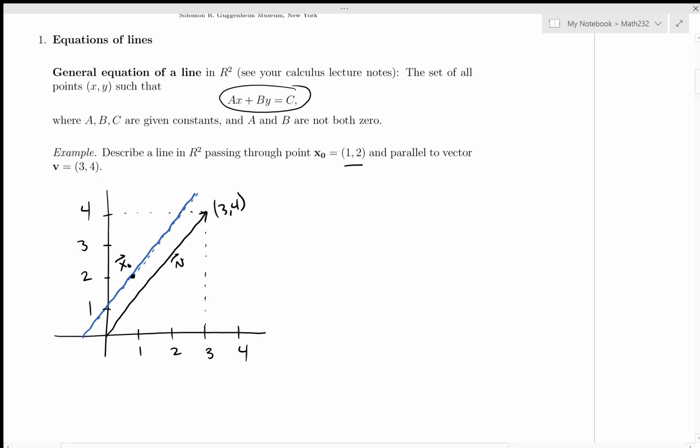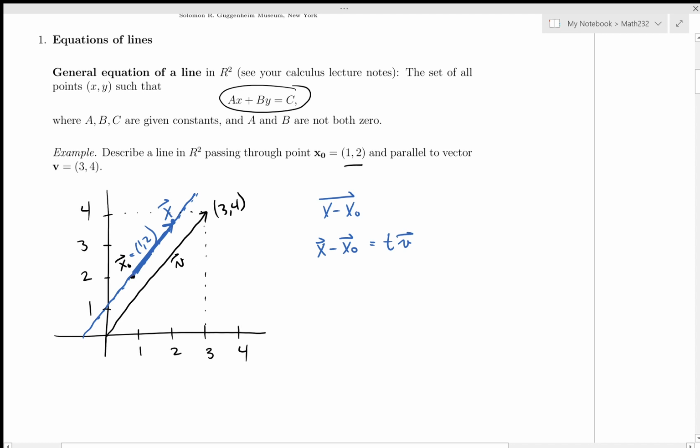The way we're going to conceptualize getting an expression for that line is to imagine selecting another point on this line. Let's call it x. So there's x, another point on the line. This x naught, let's not forget this one, we know what it is: 1, 2. Now we can imagine a vector between x and x naught. That would be the vector x minus x naught. That is a vector between those 2 points, and that is going to be equal to some scalar multiple of v.